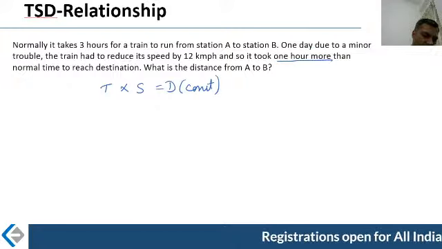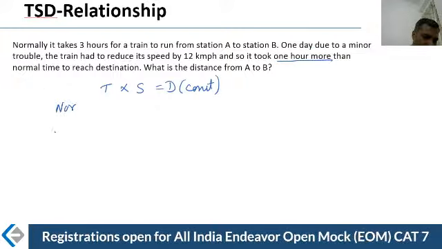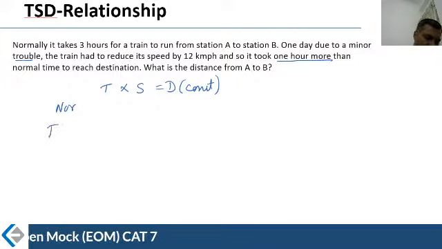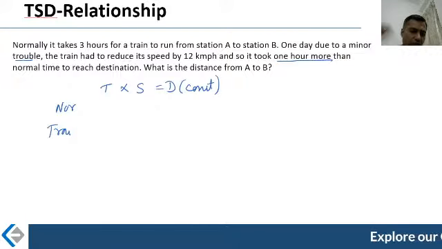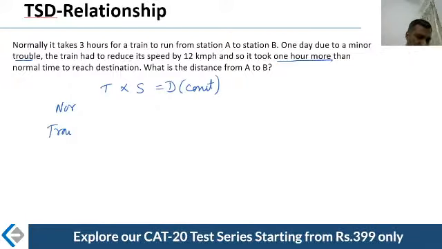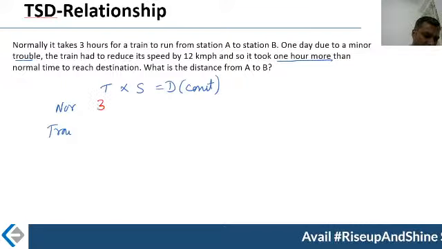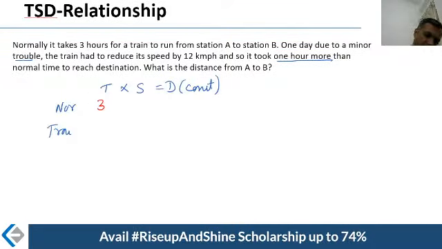So what is given to me? One is the normal, and the other is the troubled situation. Let's write it as normal and troubled times. Because of something, there was a trouble, so it has some troubled time. If it is a normal situation, not a troubled situation, what is the time taken? 3 hours. Keep hours in mind. Now you can write it.